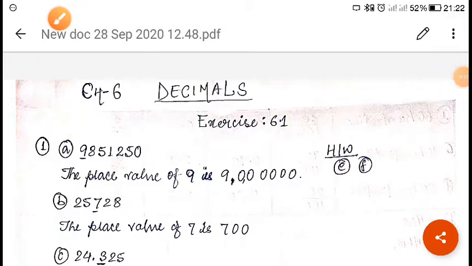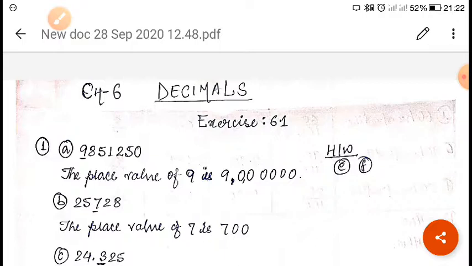Hello everyone. Today we are going to start a new chapter, which is chapter 6, decimals. Myself Suman Singh. Before starting decimals, I would like to give you some idea regarding what decimals are, or what a decimal fraction is.